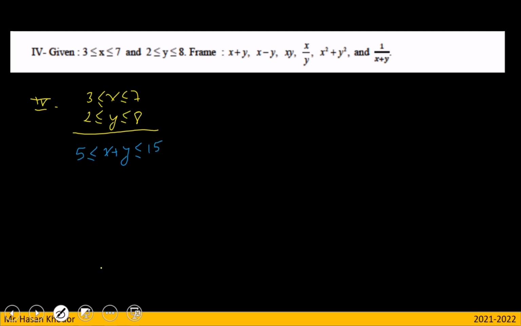Now, what about x minus y? We cannot subtract frames at all. So what do we do in this case? We add x to the opposite of y.